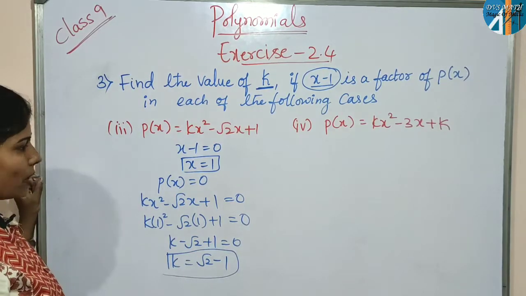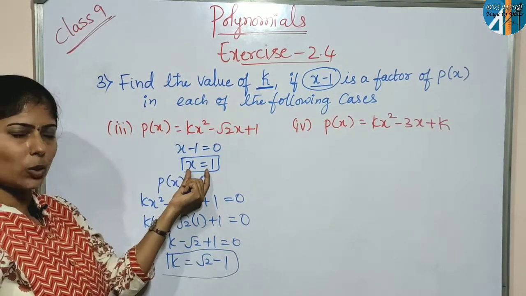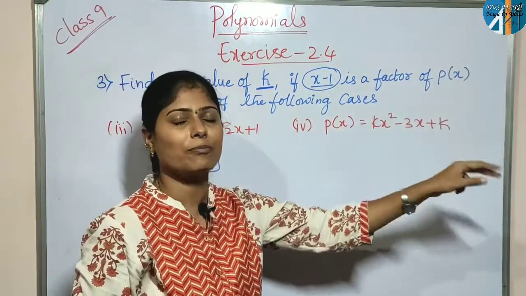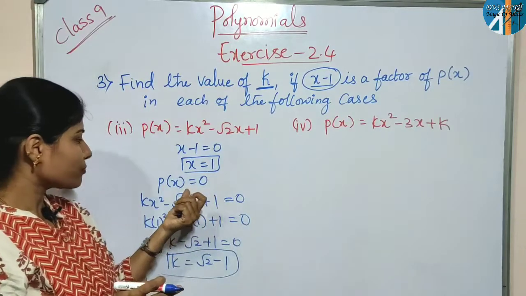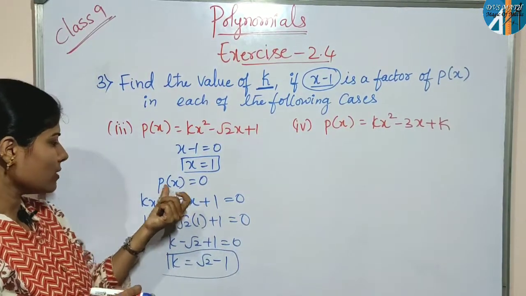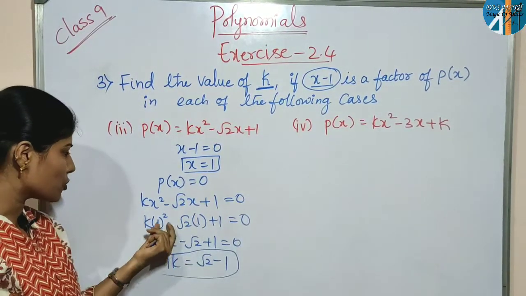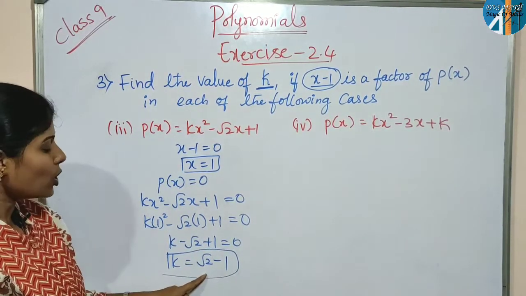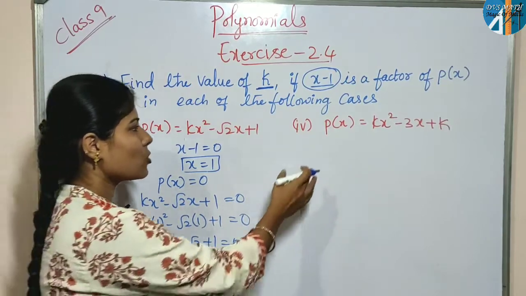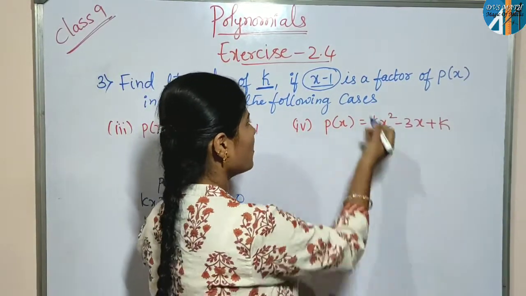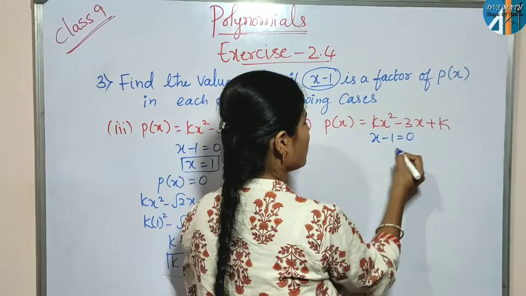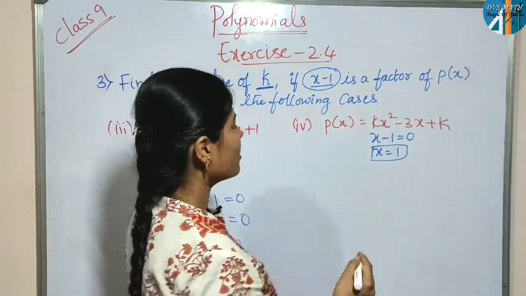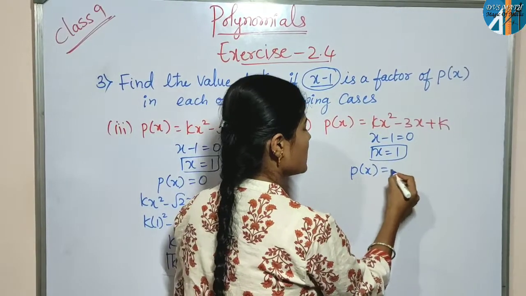Root 2 minus 1. First take value x is equal to 1, then take p of x is equal to 0, because they're saying if it is a factor, we have p of x is equal to 0, then substitute in the place of x as value 1, simplify it, finally you got k is equal to root 2 minus 1. So next, going to the fourth sub question, the same thing, the same process, x minus 1 is equal to 0, x is equal to 1.